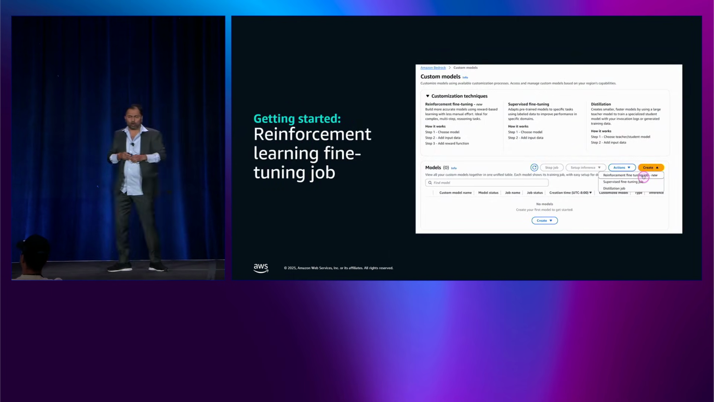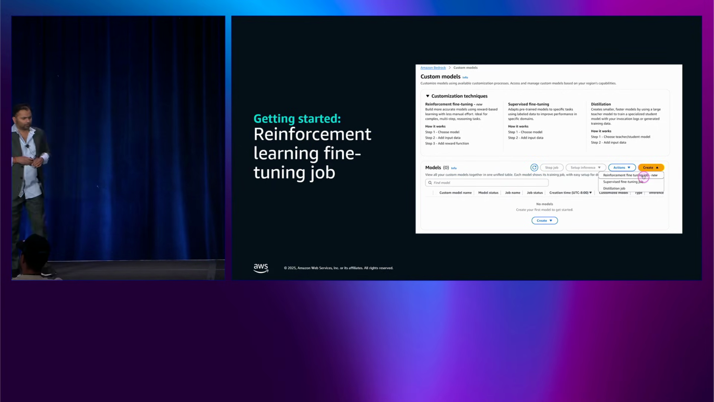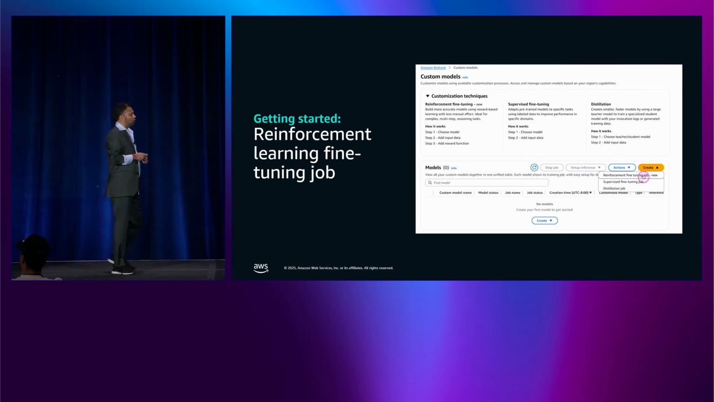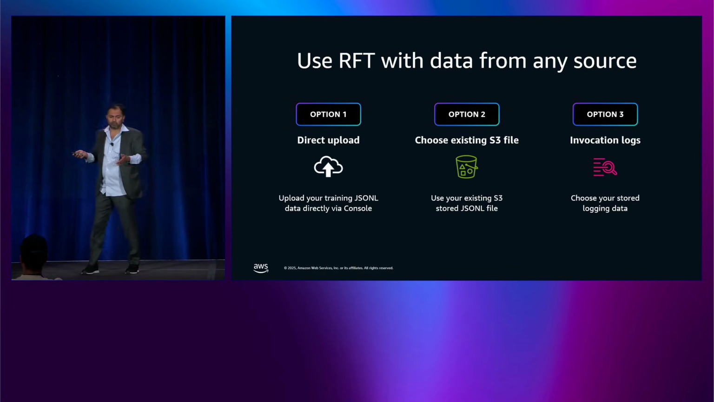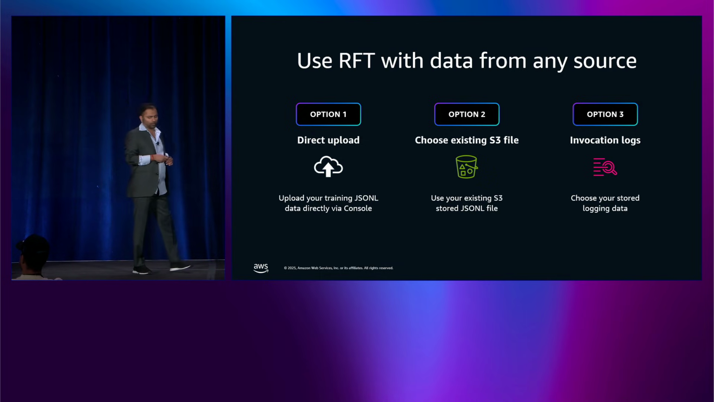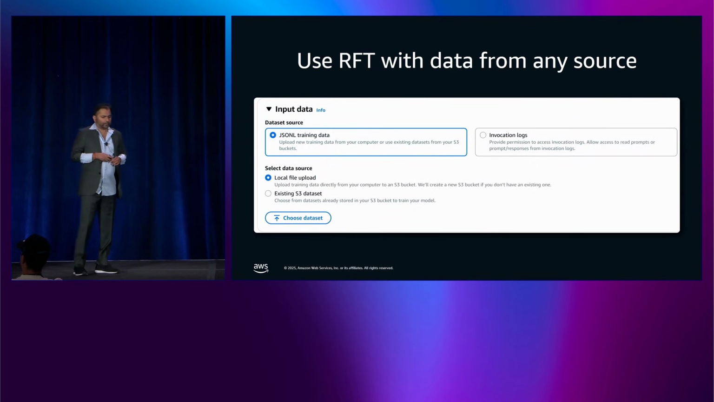So here we are. You can go in the Bedrock console. On the left nav, you will see tune. So you select custom models, and then click create reinforcement fine-tuning job. Next, upload your data. You can choose to upload data from your computer or your S3 file, or provide access to your model invocation logs, all in JSON format in the OpenAI chat completion format. Here you can see you're uploading the data from any of those sources.